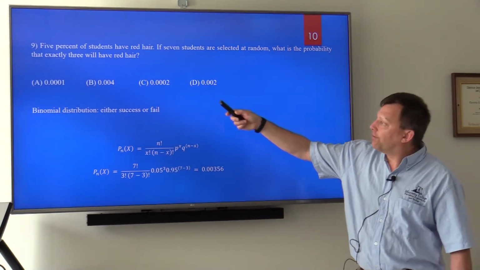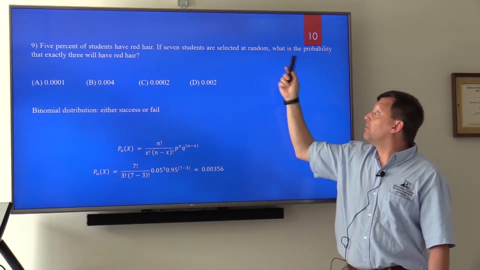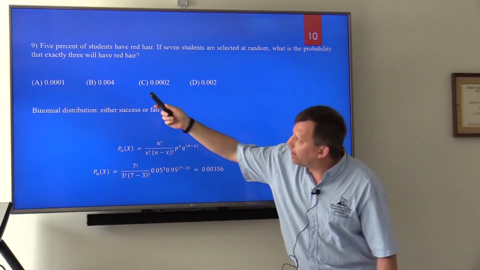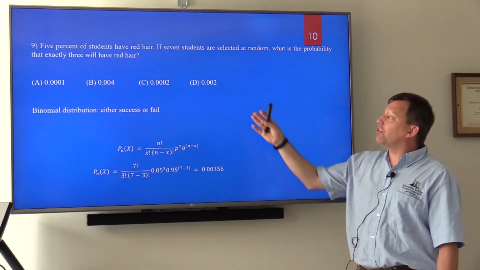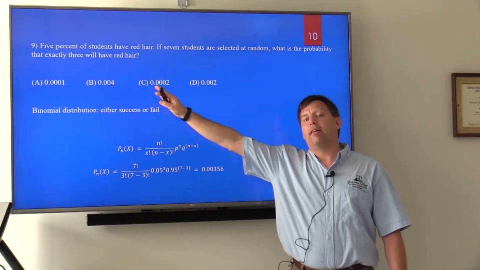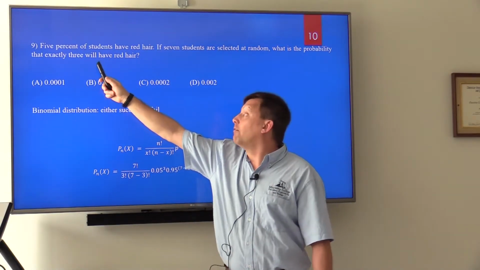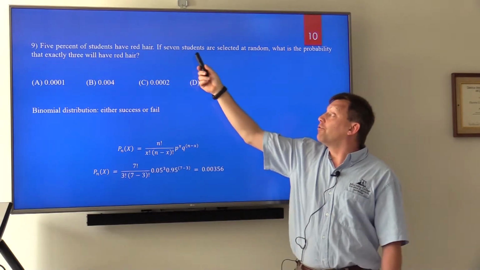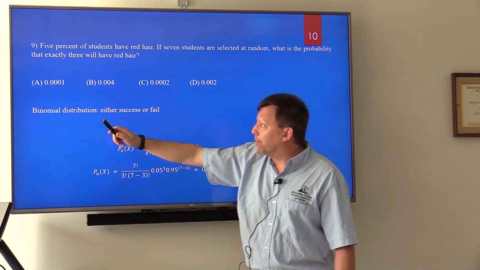5% of students have red hair. If 7 students are selected at random, what is the probability that exactly 3 will have red hair? If you just look at that problem and think about it, we're saying 5% of students have red hair. That is a low number. You're going to draw 7 students and have exactly 3. That's going to be a very low number.